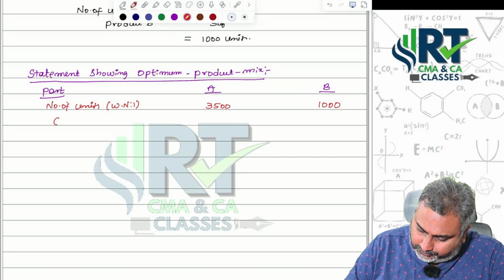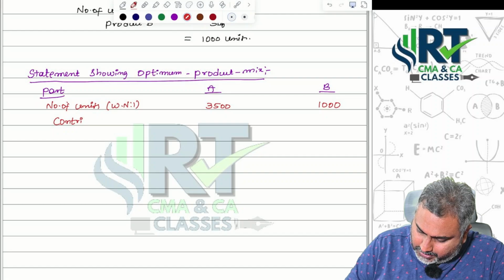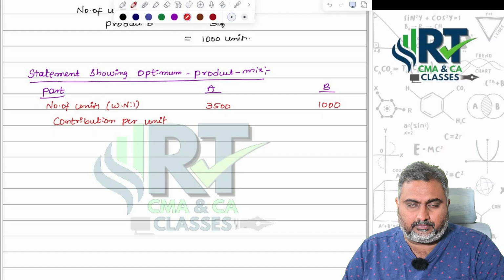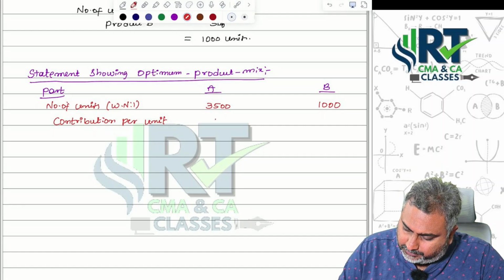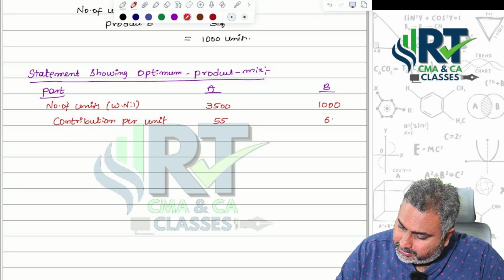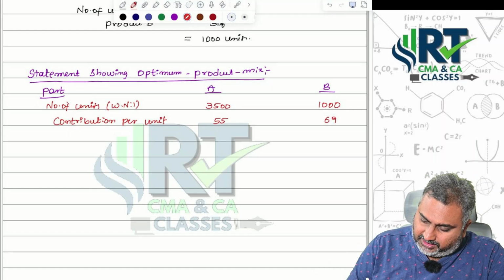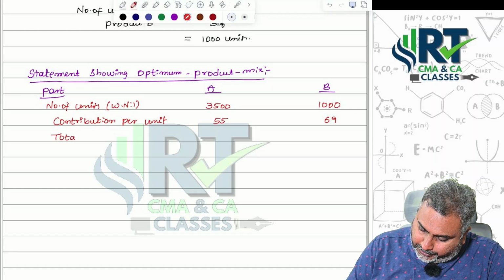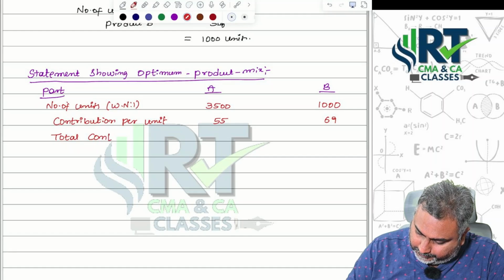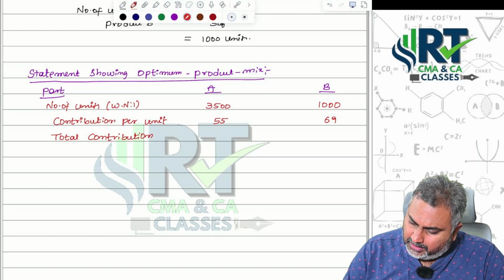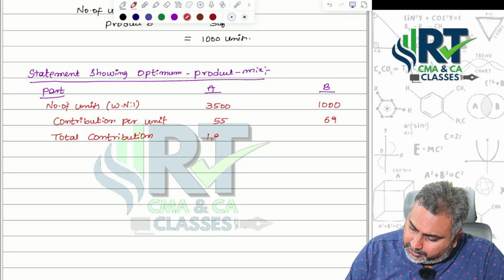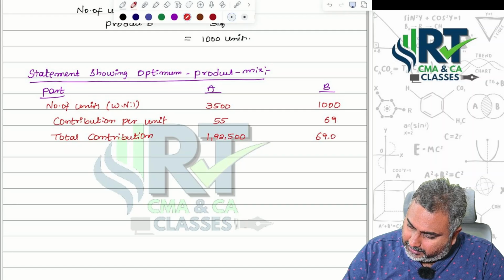Now already we know the contribution per unit. How much is the contribution per unit? First one is 55, second one is 16. Therefore, total contribution: 3,500 into 55, 1,92,500. This is 69,000.